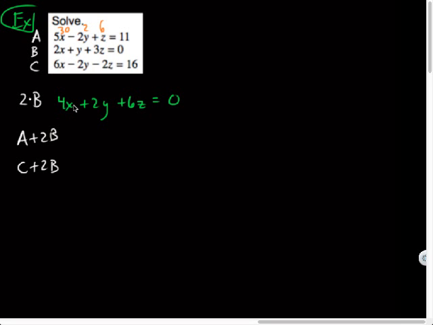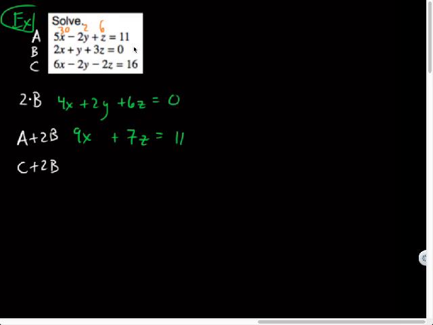So 5x and 4x is 9x. Negative 2y and positive 2y is 0. Hooray, we eliminated it. And 6z and 1z is 7z total. And 11 and 0 is 11. Right? Ooh, this is looking good. I've only got 2 variables in that equation.